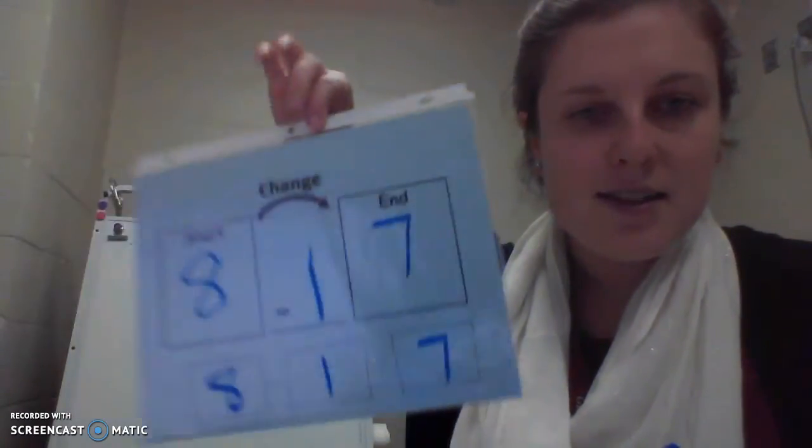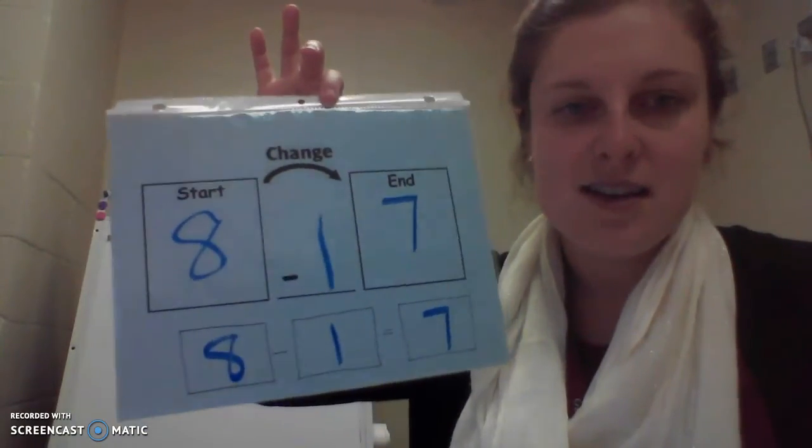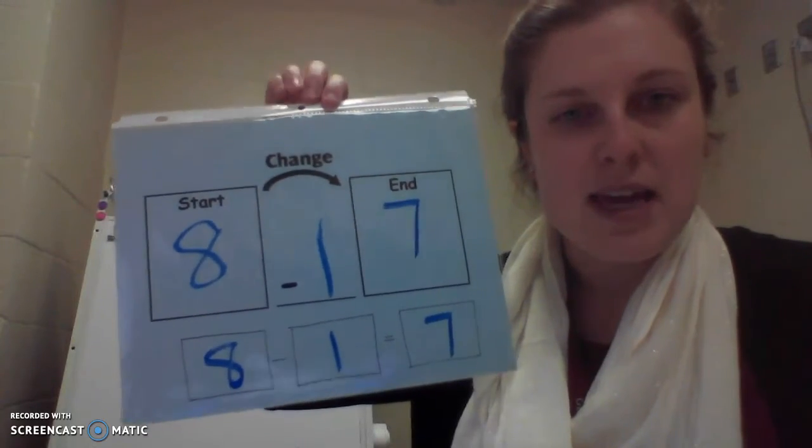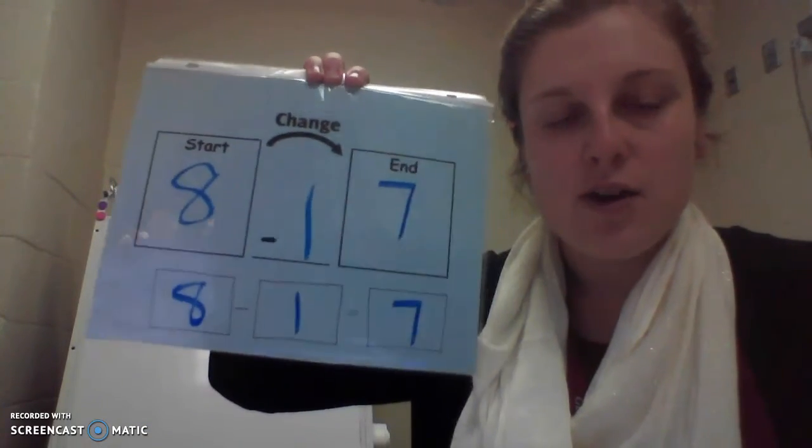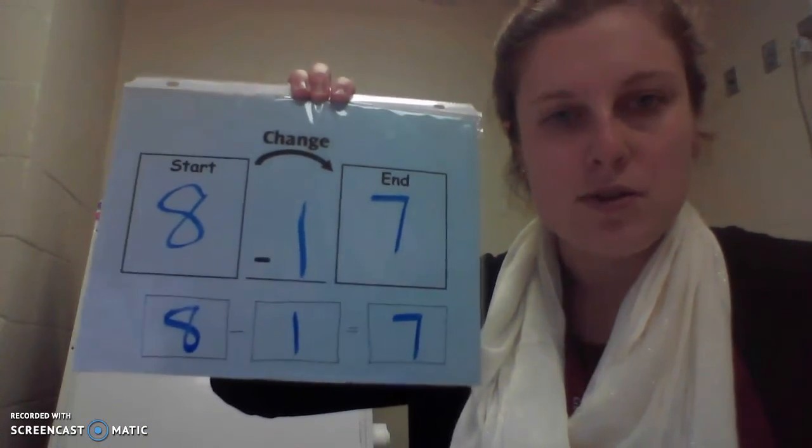First grade, yesterday was change to more, and today is change to less. Go ahead to the next page in Seesaw, and I have a quick change to less number story for you.